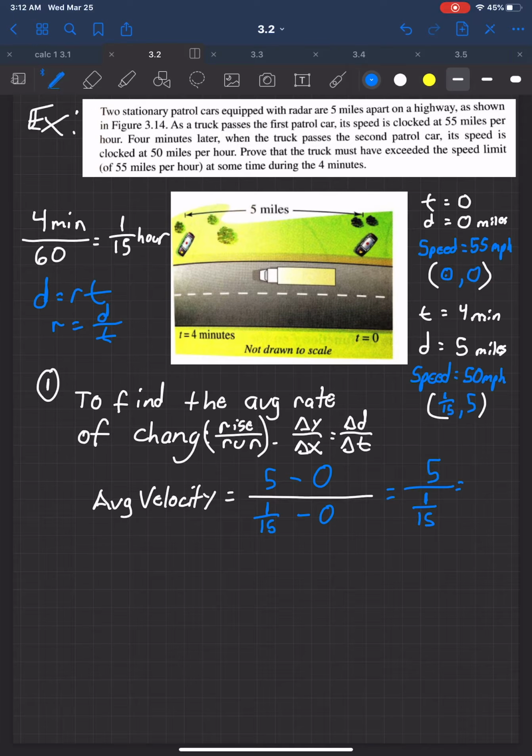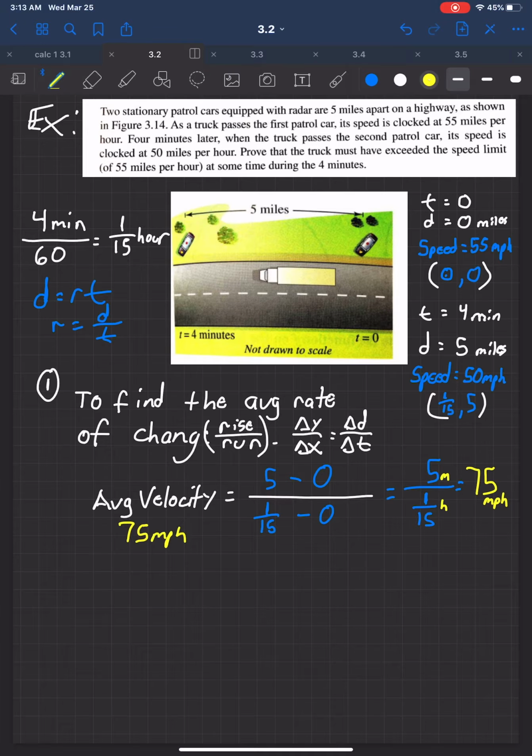All right, if you get out your calculator, you'll figure out that 5 divided by 1/15 is 75. Right, so this is in miles, this is in hours, so that's 75 miles per hour. Wait a minute. So the average velocity of that truck was 75 miles per hour.